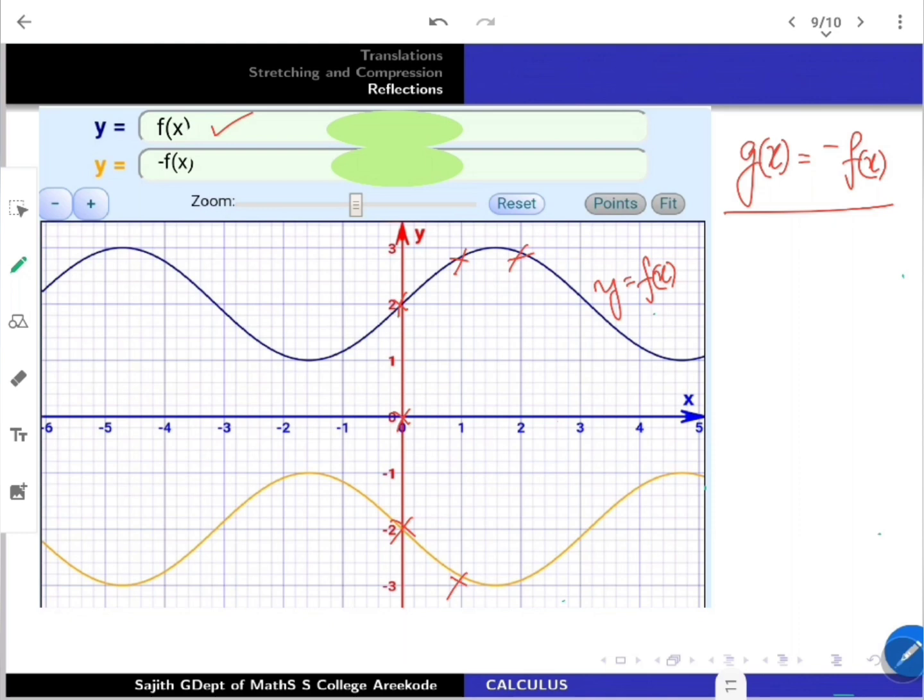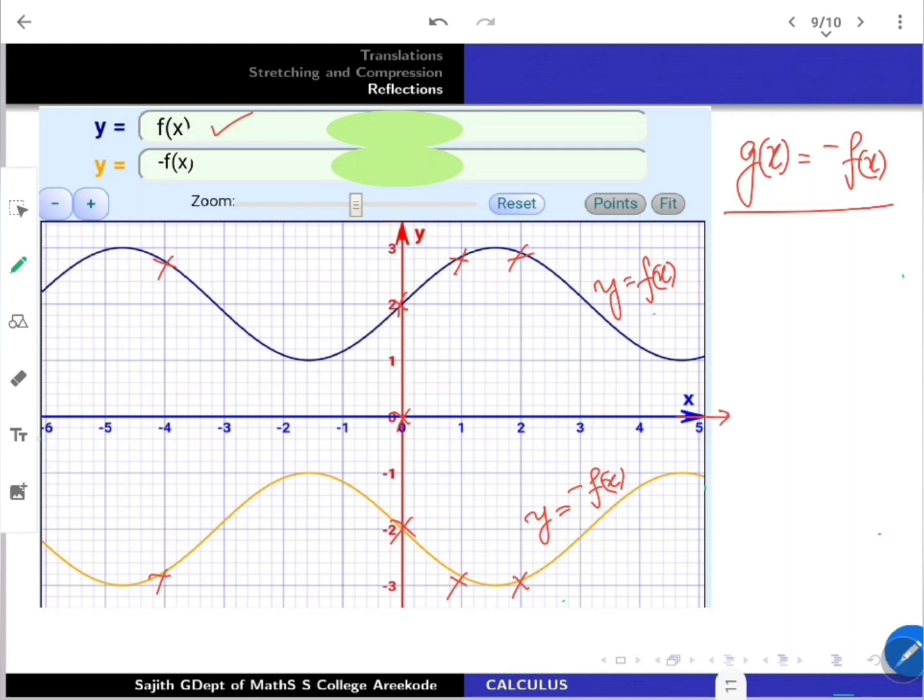At 2, you may have the f value here. So you have to revert it into minus of that value. Everywhere the same thing is going to happen. So all together you will get the yellow graph. So this is the graph y equals minus f of x. All the y values are made negative. So it's clear that this is just a reflection on the x-axis.